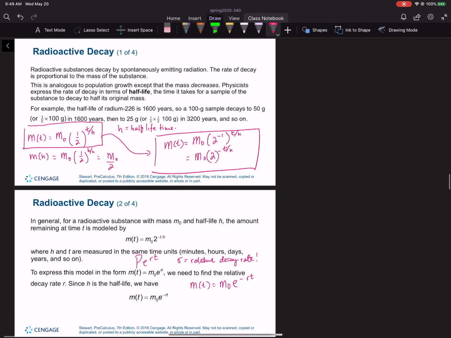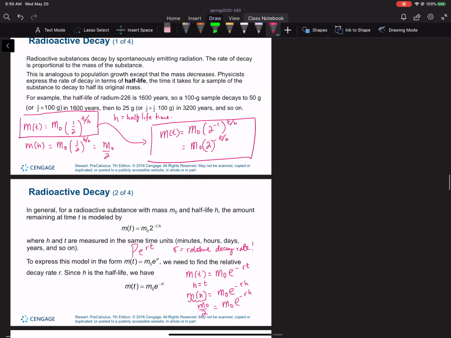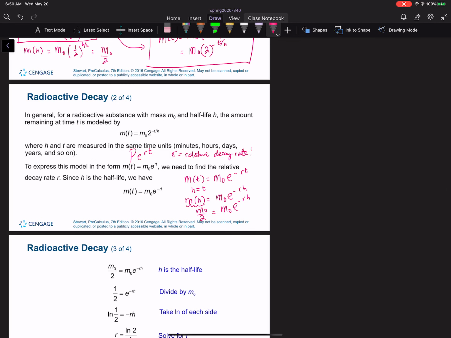So if t is equal to h, that is the half-life, when I reach that half-life, this is supposed to be M naught e to the negative r h. But at that half-life, M of h is the same as M naught over 2. It's half of its original substance. So I end up with M naught over 2 equal to M naught e to the negative r h. And then from there, I can start solving for what that radioactive decay rate is supposed to be. So I end up getting 1/2 is equal to e to the negative r h.